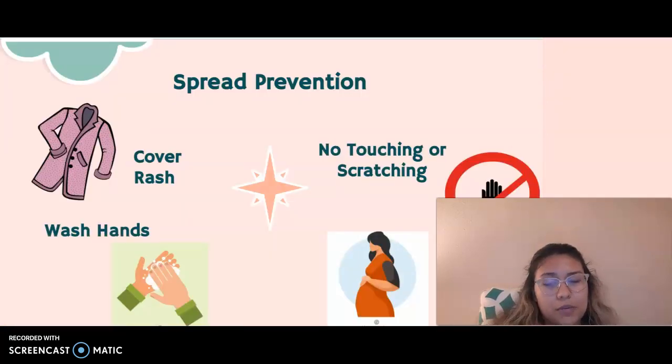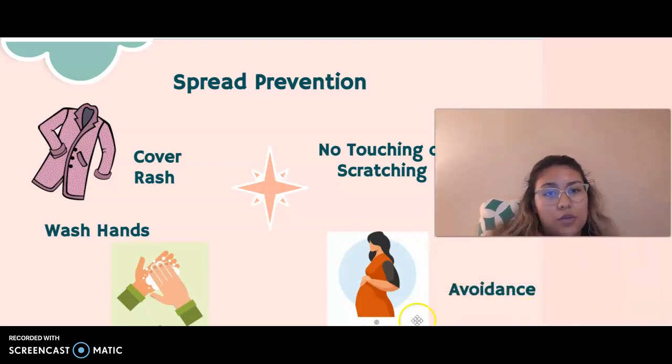Let's talk about spread prevention. So we have: cover that rash. You don't want to spread it to other individuals. You don't want to aerosolize it even more than it needs to be. You want to wash your hands frequently. You don't want to touch or scratch at those open lesions on the skin.